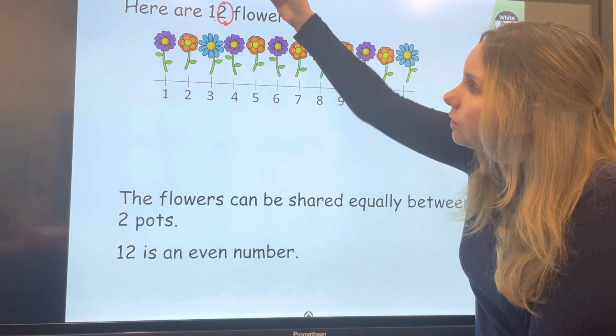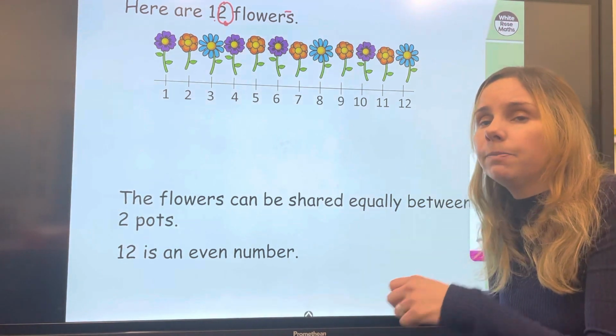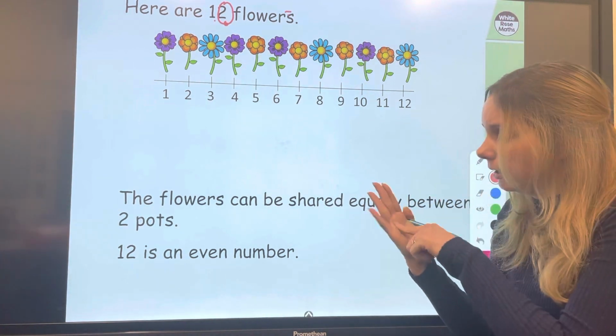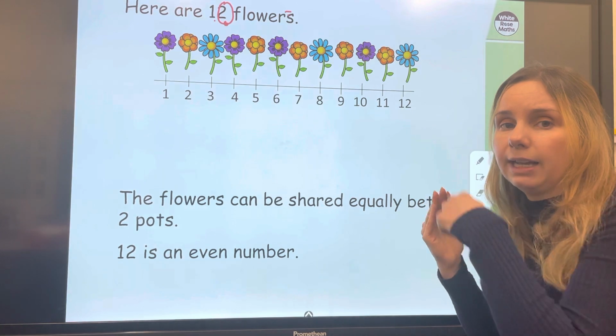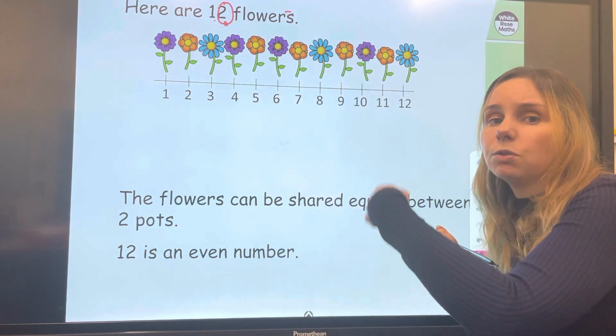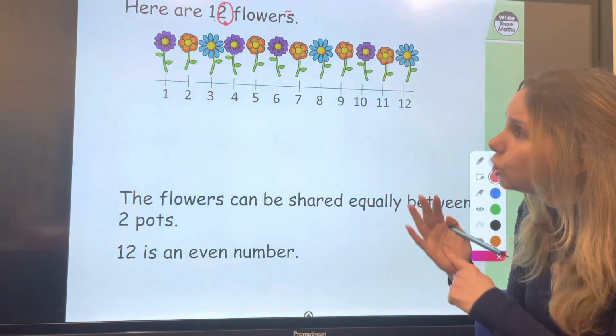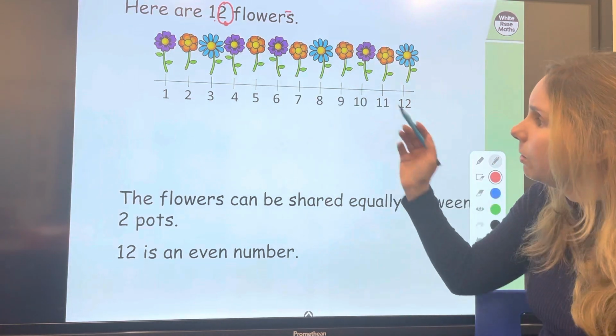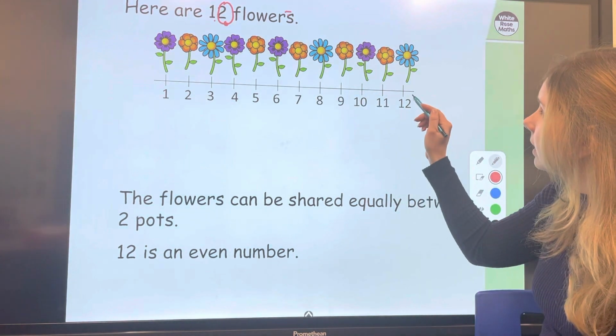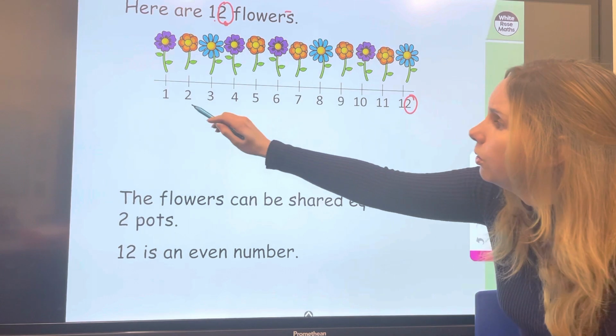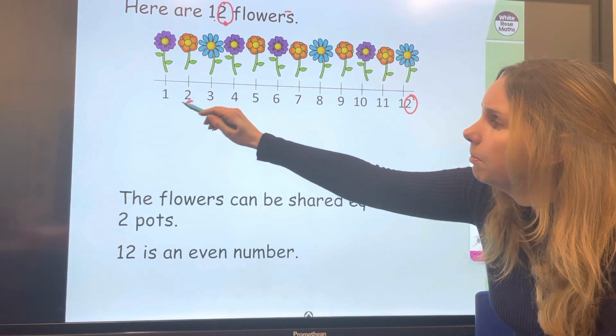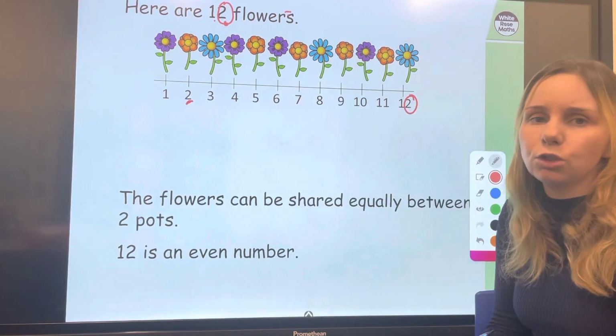And 12 has 2 1s, and we know that 2 is used when we call Mr. Even, and it's the first number when we count in 2s when we use our 2 times tables. So I know without counting that that is even because 2 is an even number, and I can use that when I'm looking at 2-digit numbers.